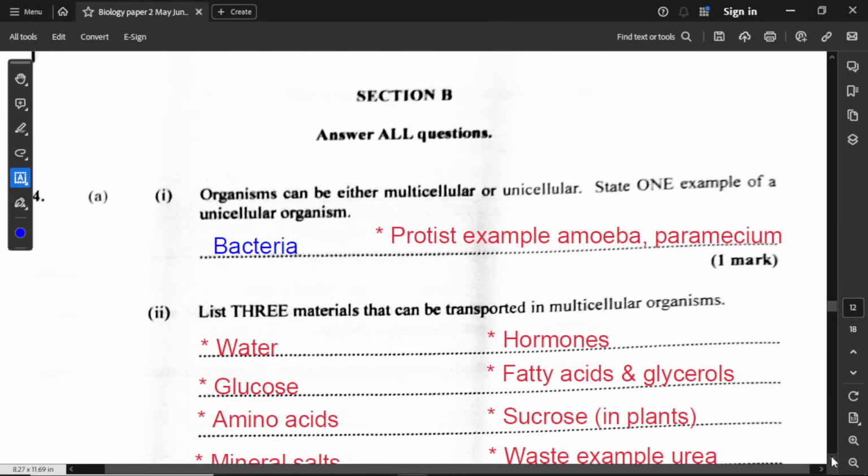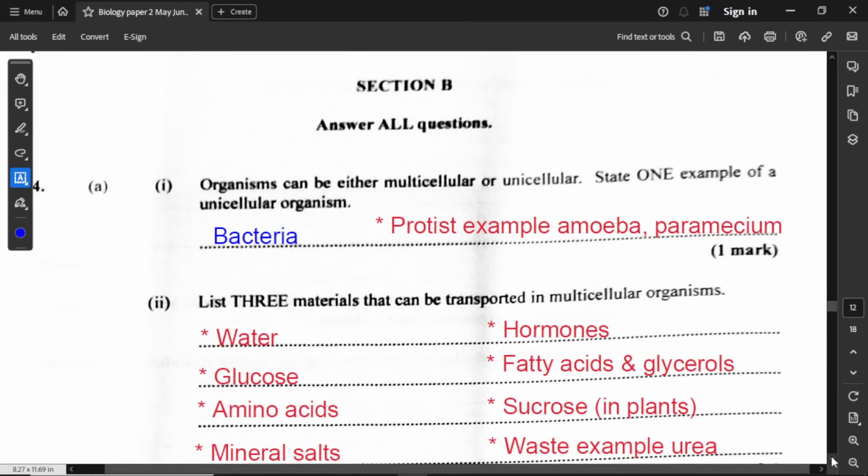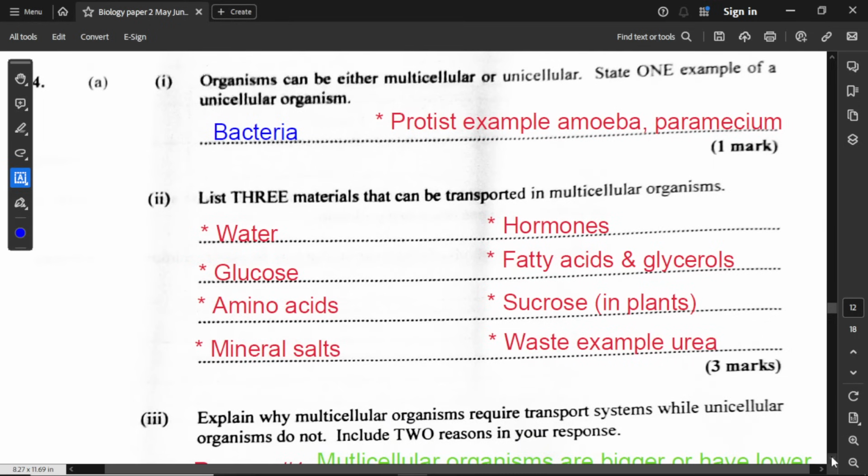All right, number 4, it said organisms can be either multicellular or unicellular. State one example of a unicellular organism, and a pretty much easy one here is bacteria. So that would be my first answer. We have other examples that you can also list, such as protists. And examples of protists will be amoeba, paramecium, or euglena. All right, so those are some examples there.